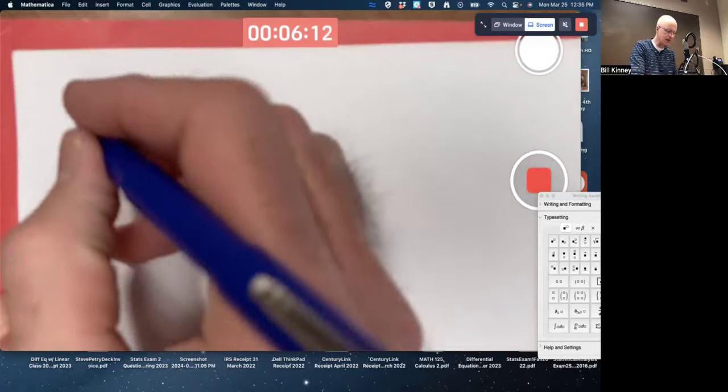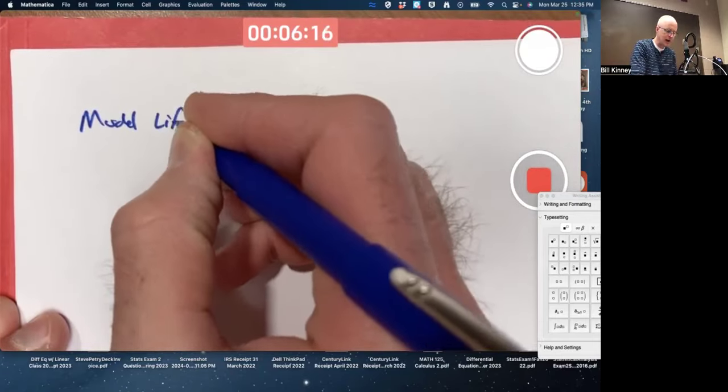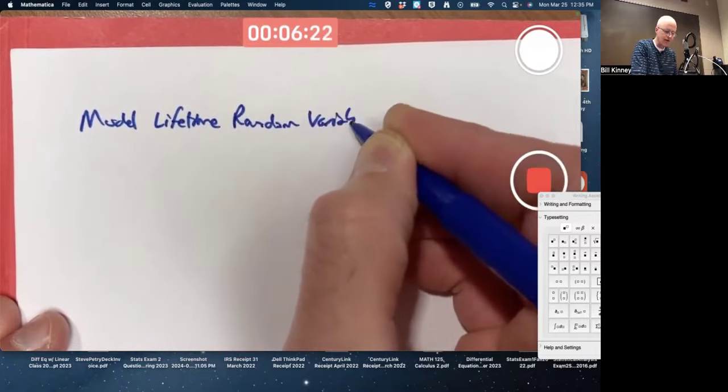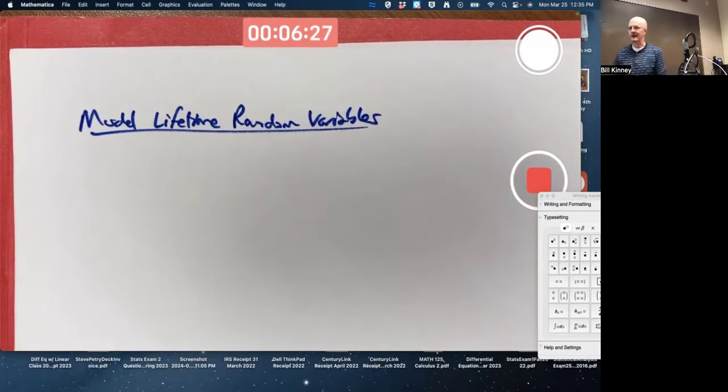We're trying to model what's called lifetime random variables. A variable that represents the lifetime of something. Could be a person. I have a newborn baby here. How long is this baby going to live? Of course, as parents, you want them to live as long as possible.